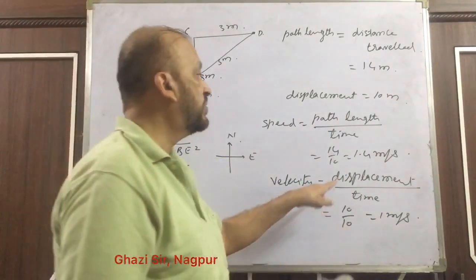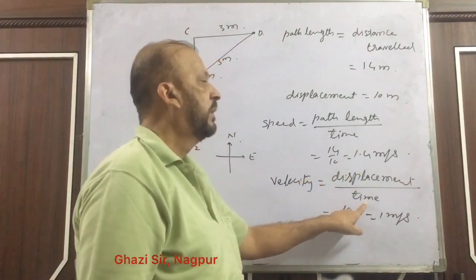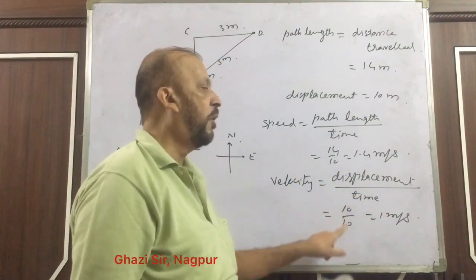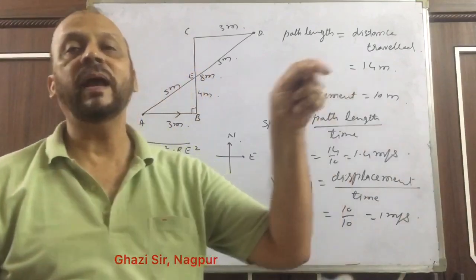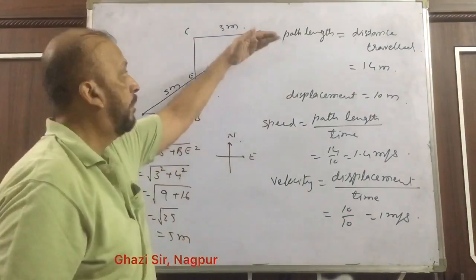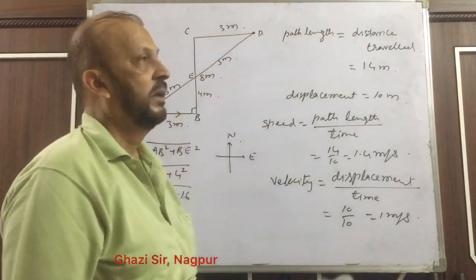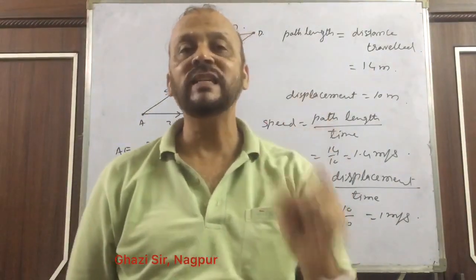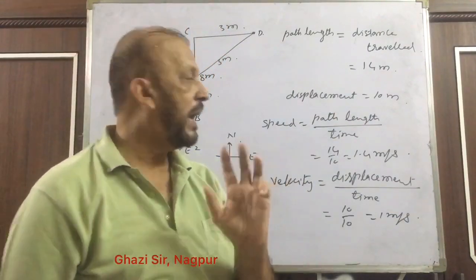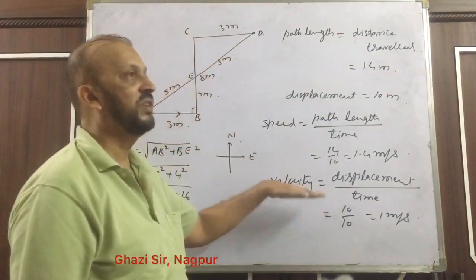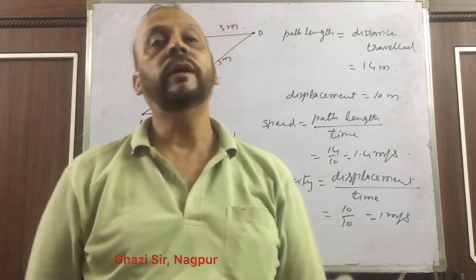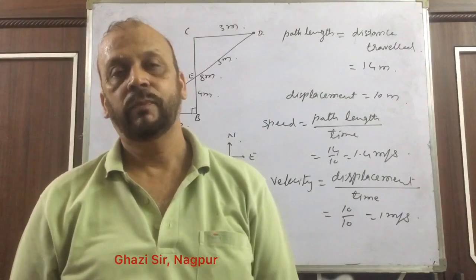Then velocity is the displacement per unit time. Displacement is 10, time is 10. 10 upon 10 is 1 meter per second, which is the magnitude of velocity. If we compare path length and displacement, then displacement is always less than or equal to path length. Similarly, magnitude of velocity is always less than or equal to speed. So this we already discussed in earlier periods.